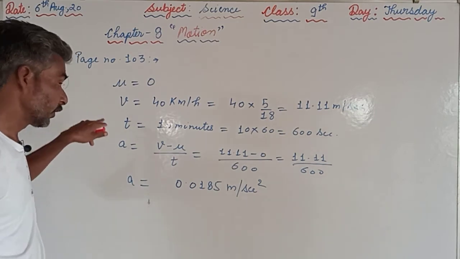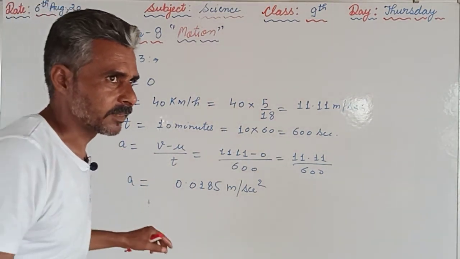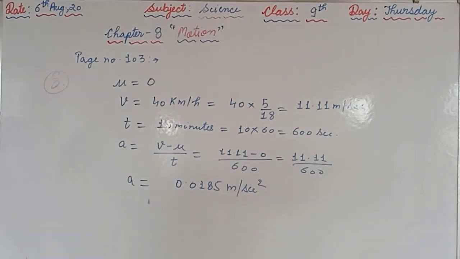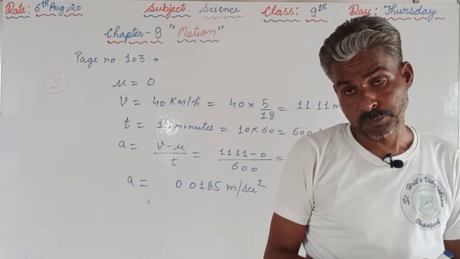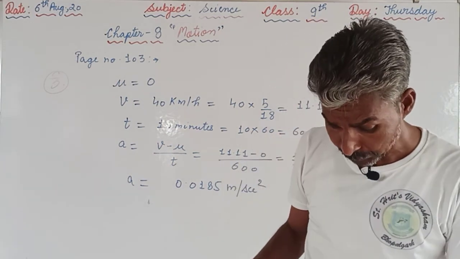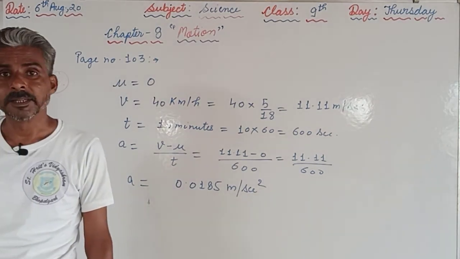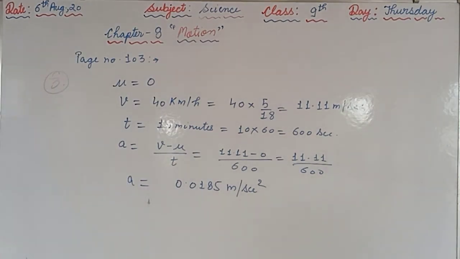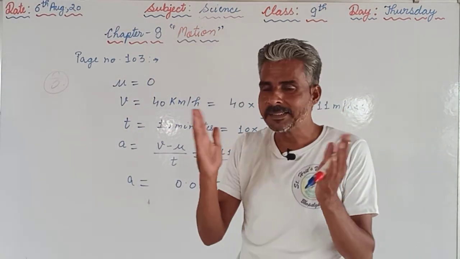Now here, the speed is increasing because the train starts from rest, so the value of acceleration will be positive, and in the previous question, when the speed was decreasing, the acceleration was negative. So we can say when the speed is decreasing, there will be retardation, and when the speed is increasing, there will be acceleration. So like this you are supposed to proceed with the questions given within the chapter.